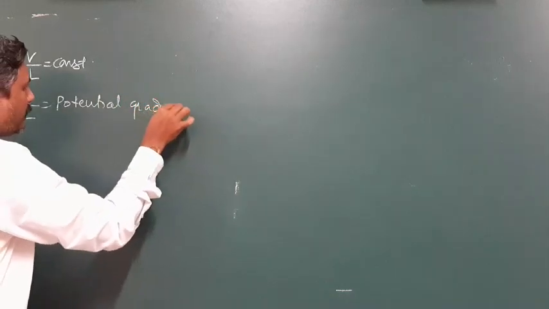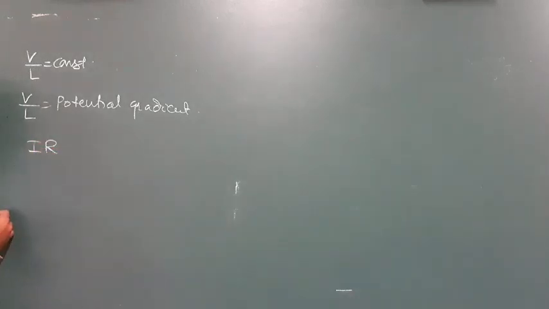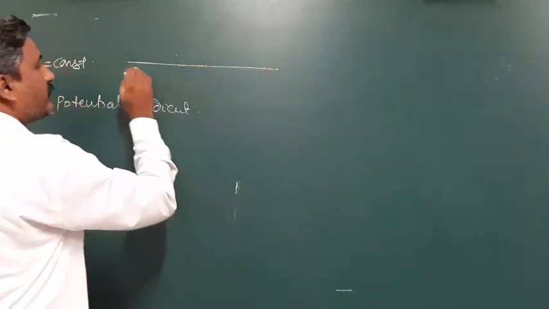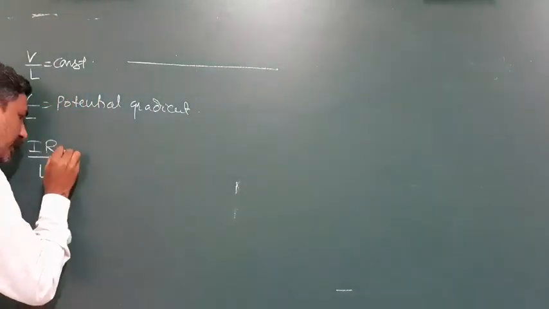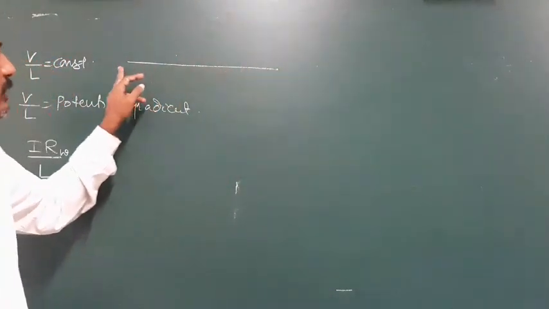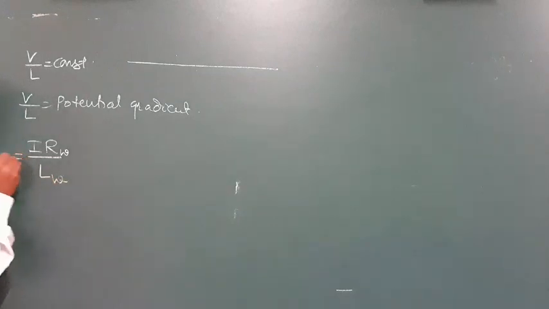Now how do you calculate the potential gradient? Once you get the formula, we can easily solve a number of examples based on potential gradient. Here it is clear that V is given by I multiplied by R divided by L. Per unit length means I am including the resistance of the wire and calculating the length of the wire. This term is always a constant.